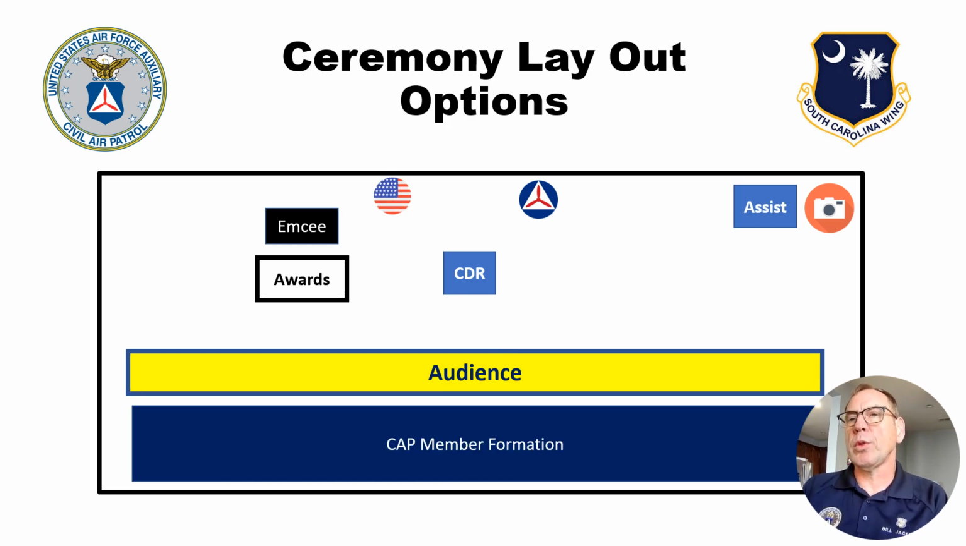Now, this is another layout. As you notice with the previous layout, basically both the audience and the CAP member formation are not obstructed from each other. In this scenario, we have the audience in front of the CAP member formation. In this case, the audience will be seated in chairs, and if there are enough chairs, you probably should put the CAP members in chairs.